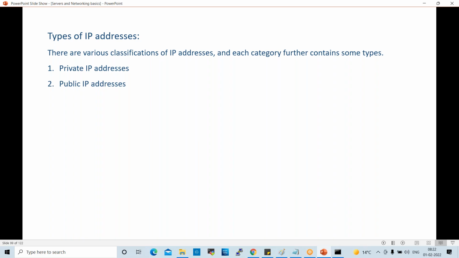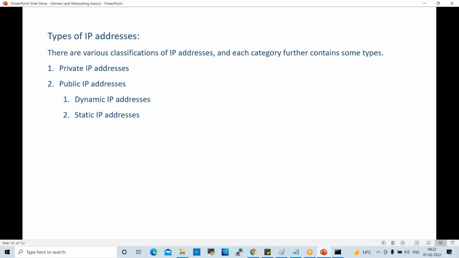Through internet connectivity, you can connect to the outside world, right? So in public IP addresses, we have two types of IP addresses. First one is dynamic IP address. Second one is static IP address. So what is dynamic IP?